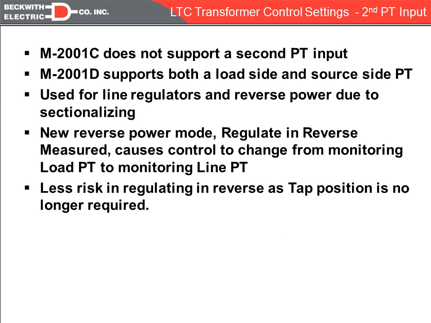We've also added a second physical PT input on the 2001D. The 2001C had only one PT input. That made it very difficult to use with line regulators, where if you had 2 PTs you can actually measure the voltage on both sides. But if you only have one, you have to use the tap position to calculate the voltage on the other side when you're in reverse power.